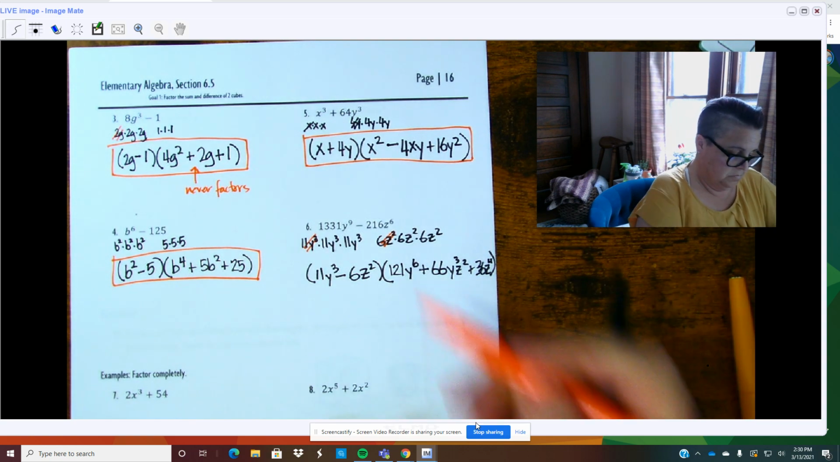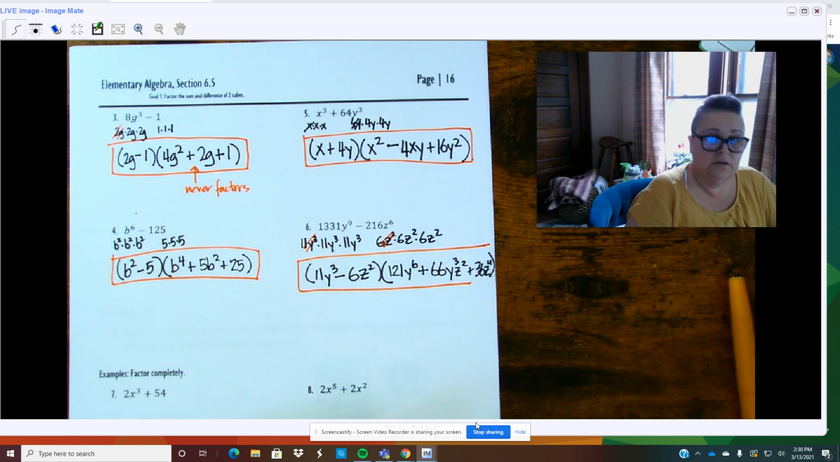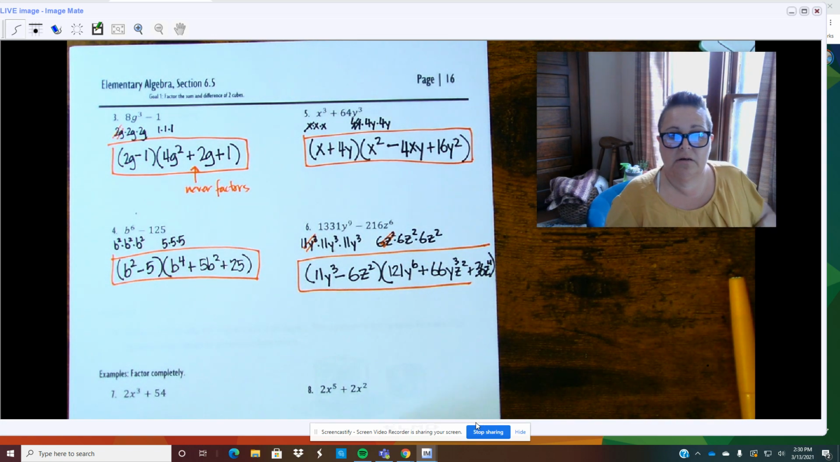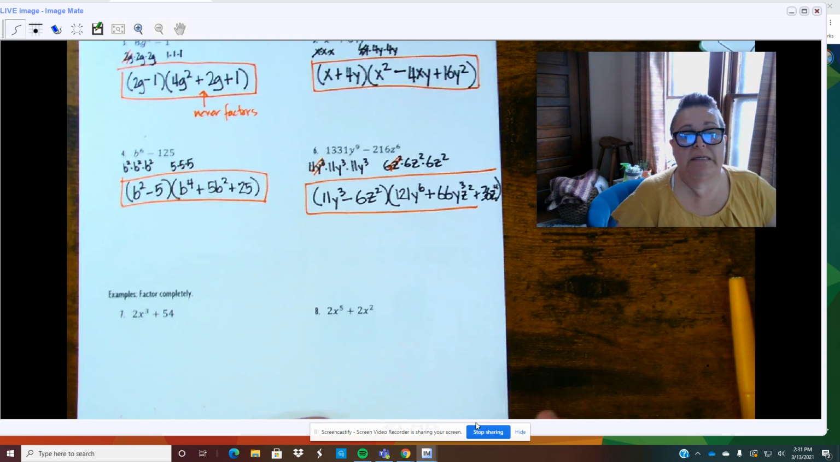Okay. There we go. Perfect. Beautiful. I can check that if I want to by multiplying them together. It's going to take more time than I have, so I'm not going to today. Not going to right now anyway. All right. The second part of this is just factoring completely.